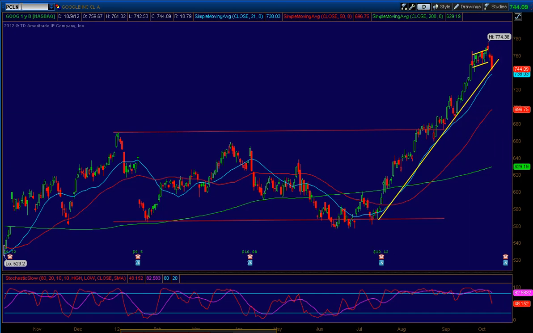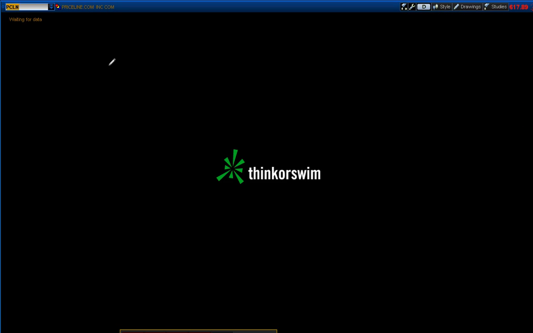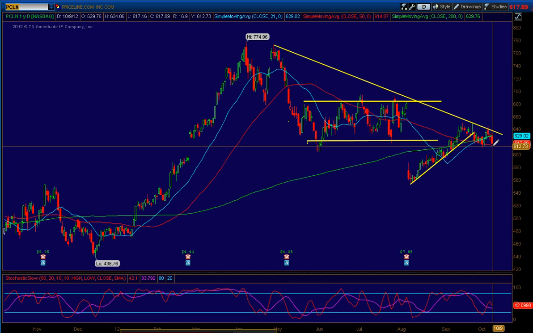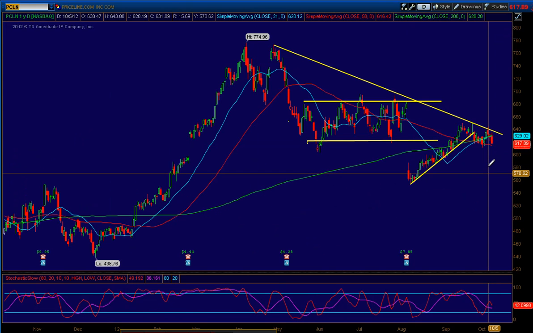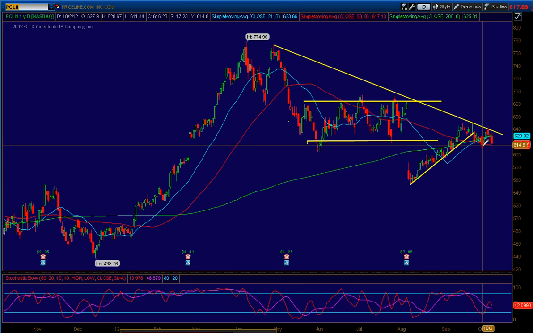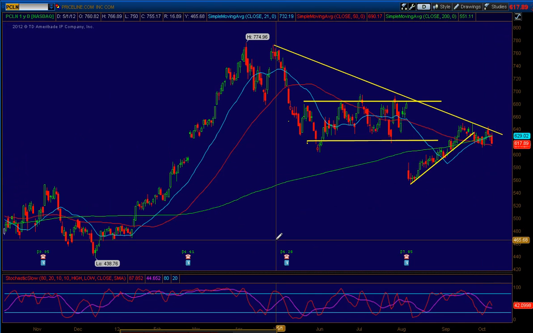PCLN, which is a position we hold, we're trying to adjust that position. PCLN needs to sit above that 617 level. If it breaks that 50-day moving average, everything is off, and it could go down to 600 easily, pushing down like it did a few days ago. So these are the things here.